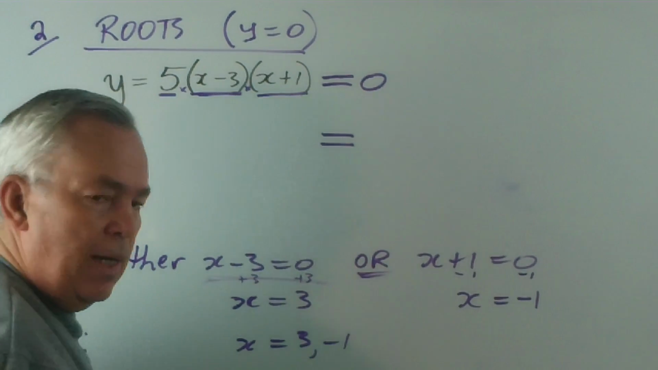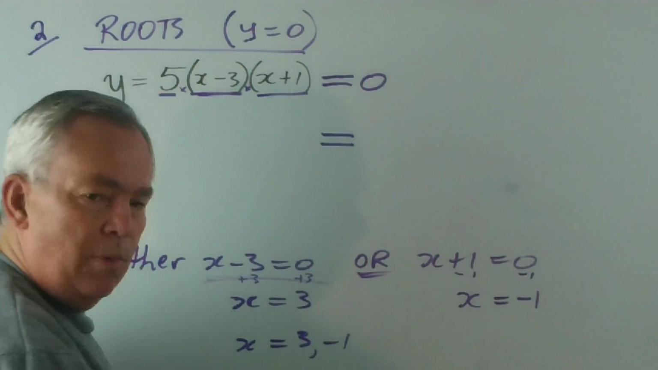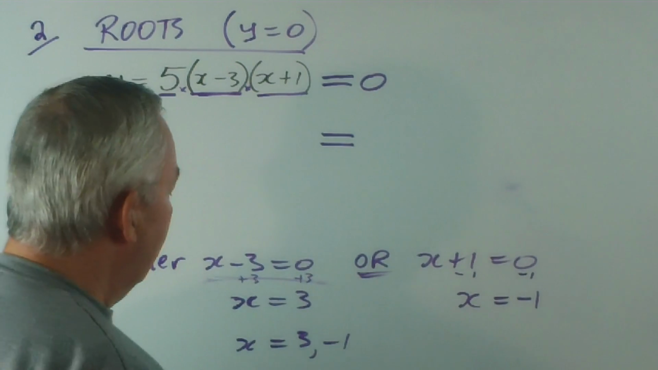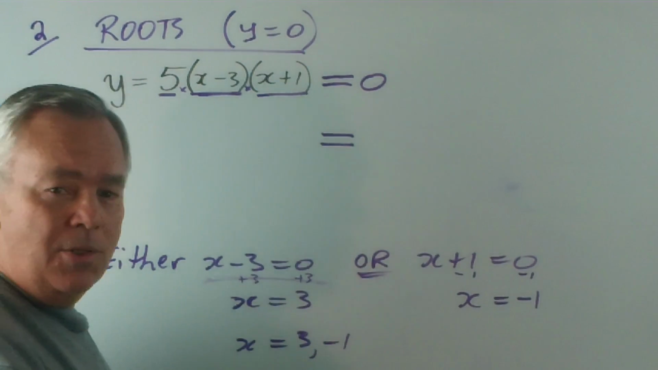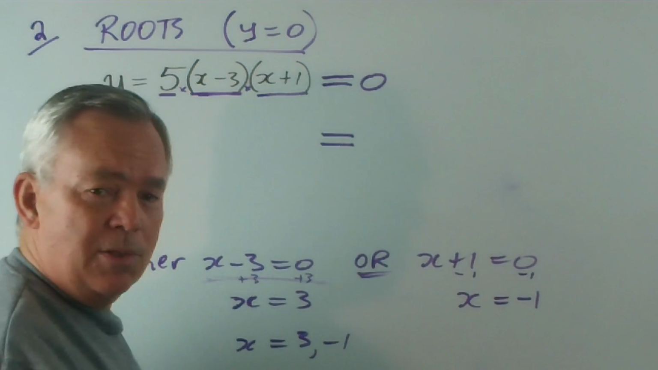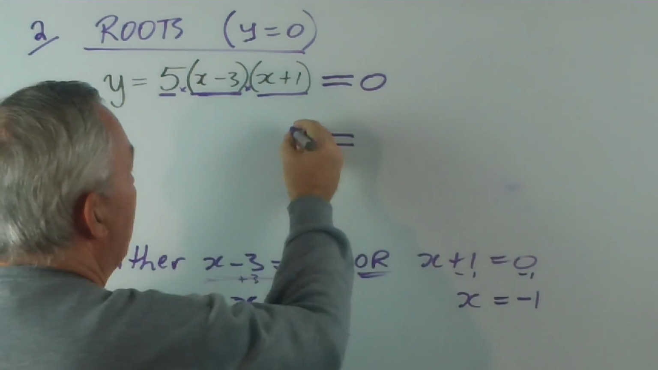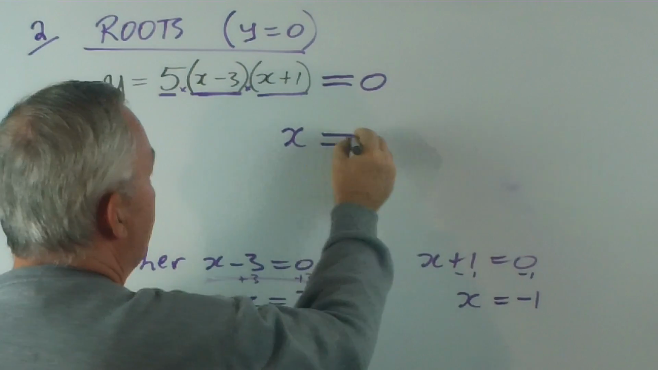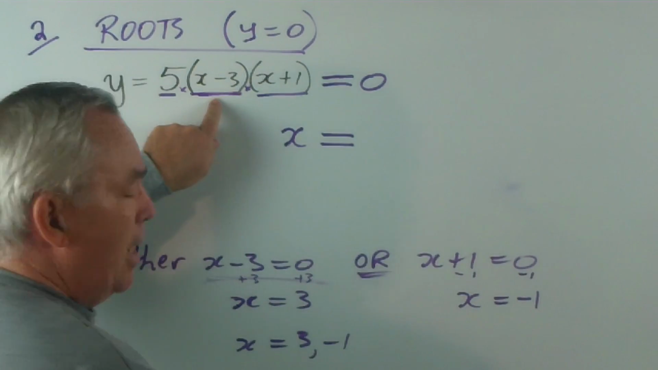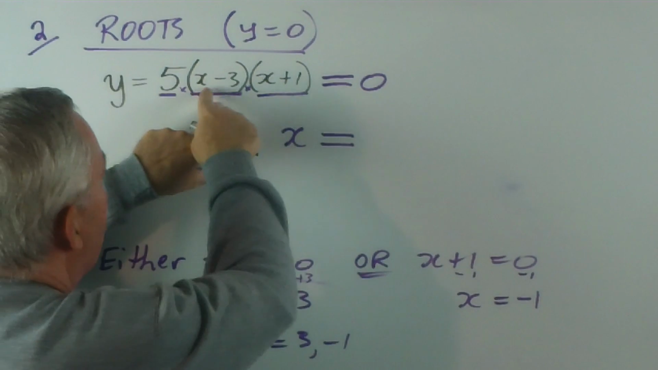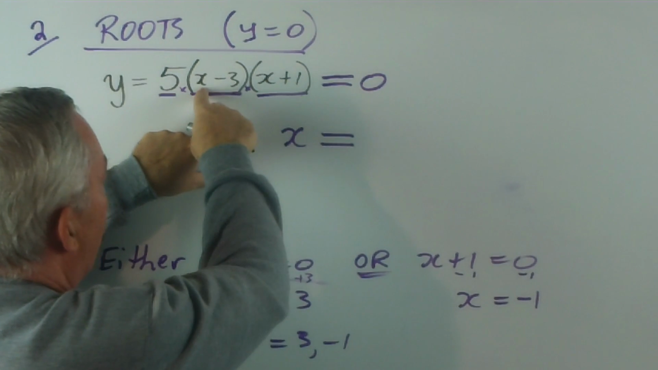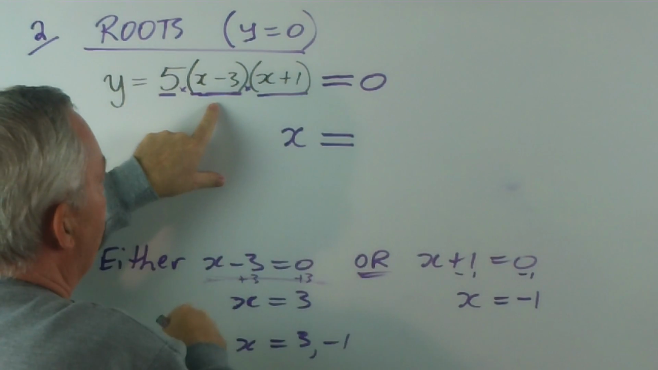And mathematicians are quite happy listing all the possibilities with a comma between them. Now, if you can do this in your head, as most mathematicians and most experienced students do, all we would write is this last line. We would write x equals, and we would inspect, that's the term we use, we look at this and say what value of x would make that 0, and we say, well, 3 would. 3 minus 3 makes 0.